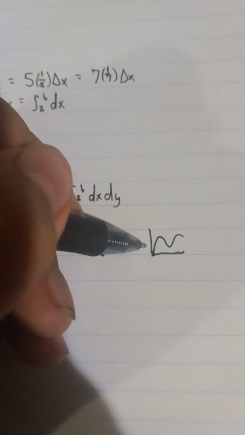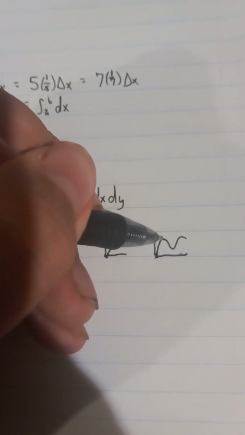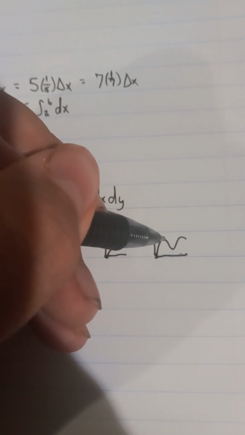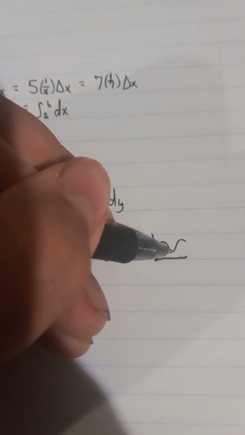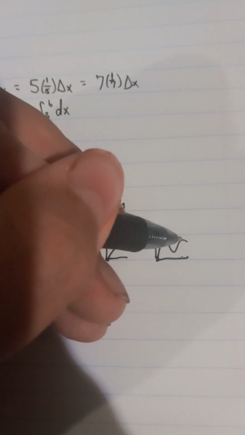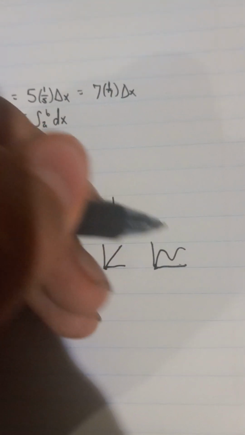So as we're here, we see that the slope is positive because the function is increasing. And then once we get to here, the slope starts going negative because the function decreases. And then the slope becomes positive again, so the function starts increasing. Then the slope becomes negative again, it starts decreasing.